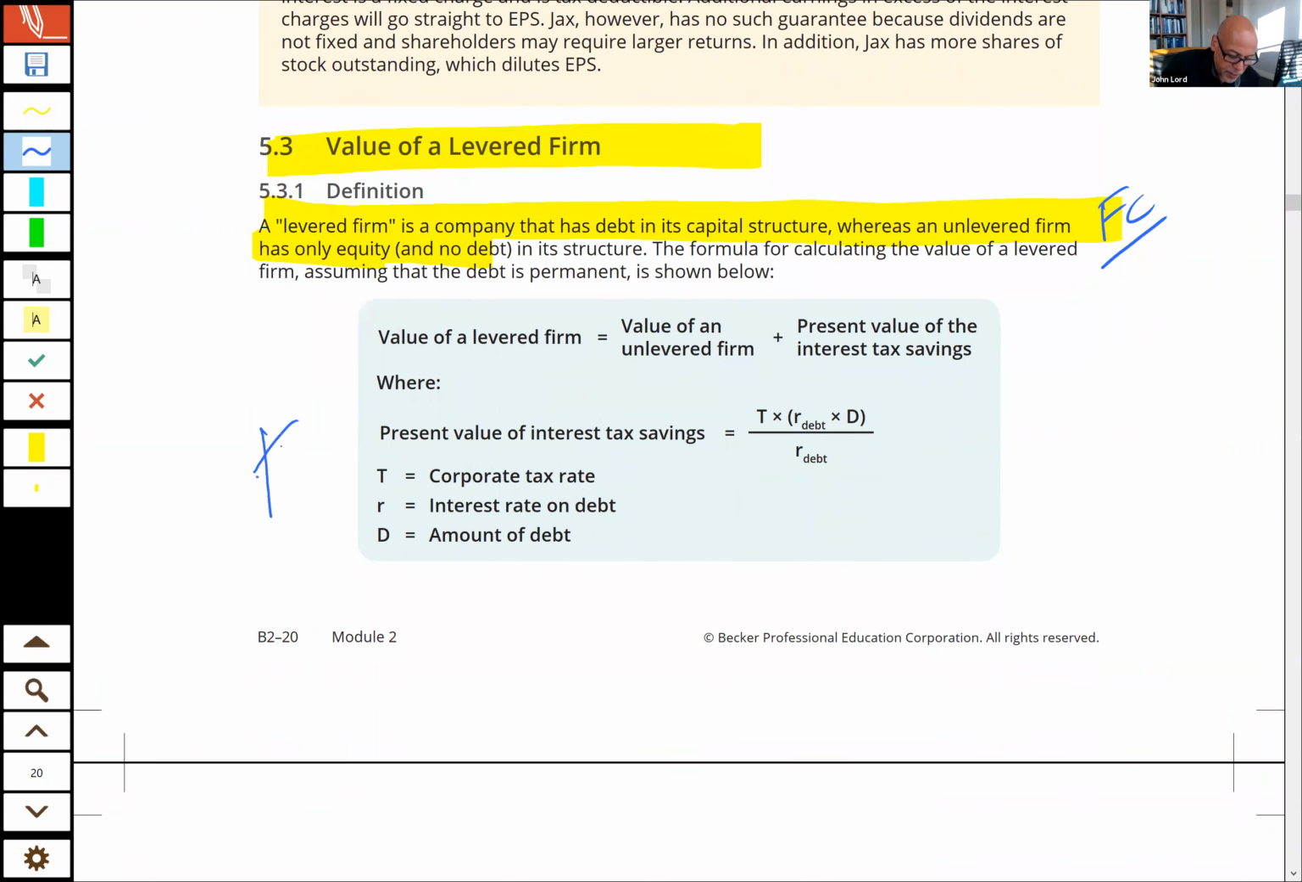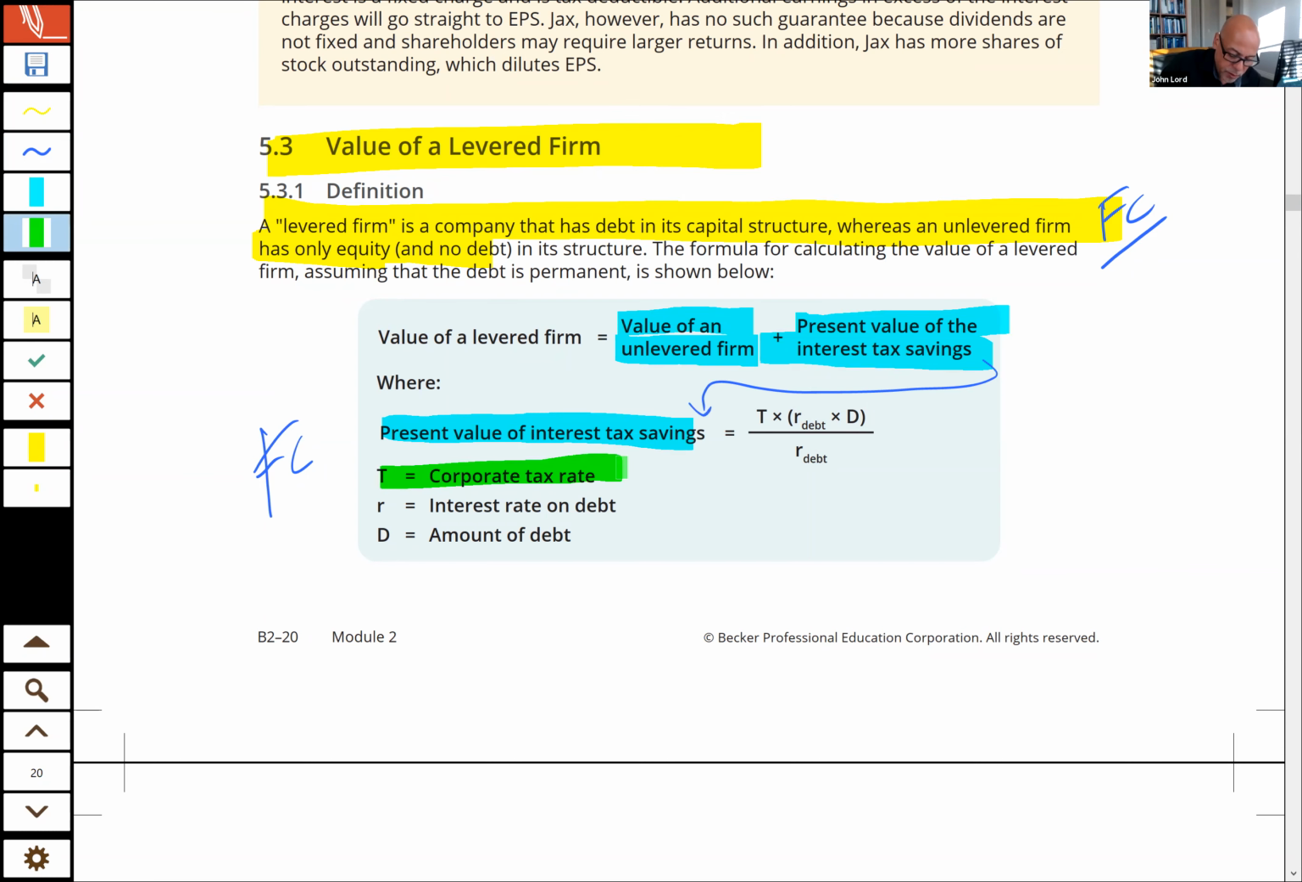Now, let's flashcard the value of the leveraged firm. The value of a leveraged firm is the value of the unleveraged firm plus the present value of interest tax savings. You can see that formula here. This part of the formula is the corporate tax rate times the interest rate on the debt times the amount of debt, and that's divided by the interest rate on the debt. That gives you the present value of the tax savings.